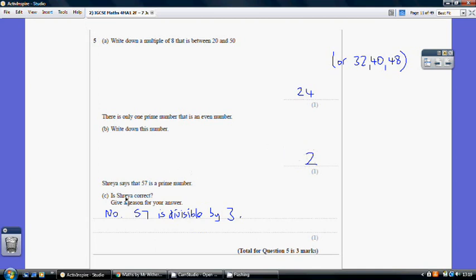Now part C, is 57 a prime number? Well, is it divisible by anything other than 1 and itself? It is. It's divisible by 3. You could just check that on the calculator, but a quick way to see that is that as the 2 digits add up to 12, and 12 is divisible by 3, 57 must also be divisible by 3.